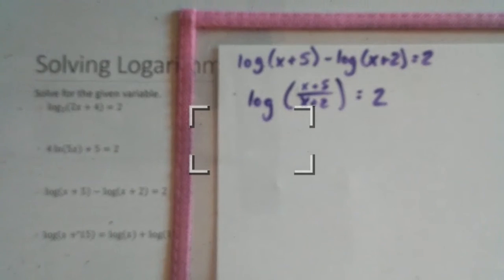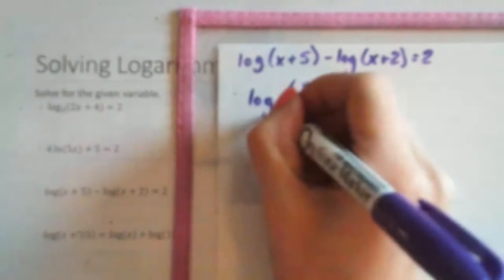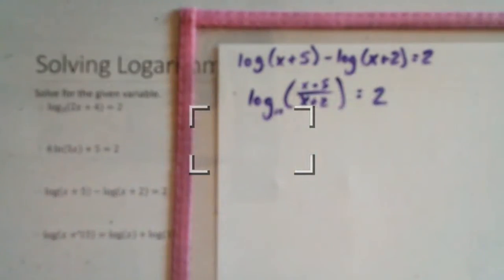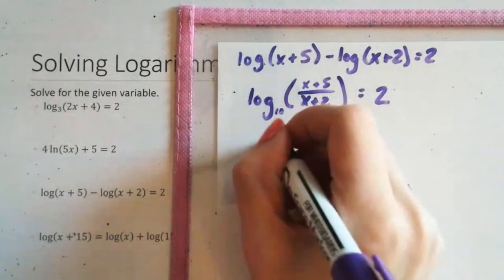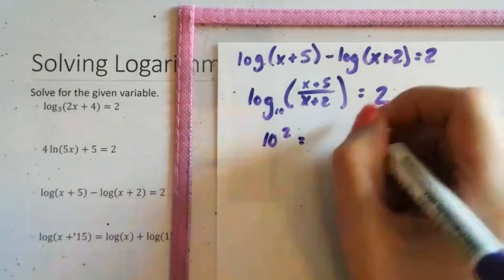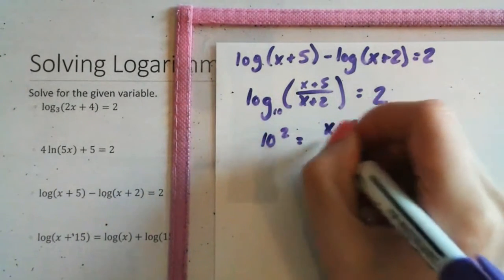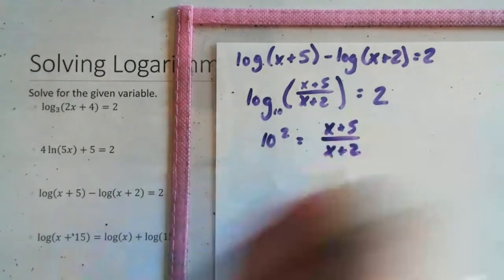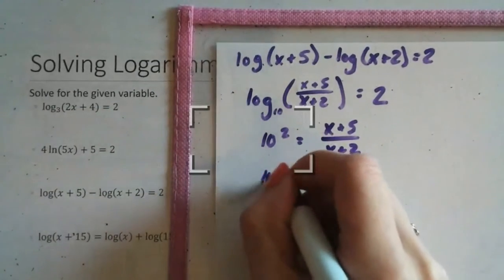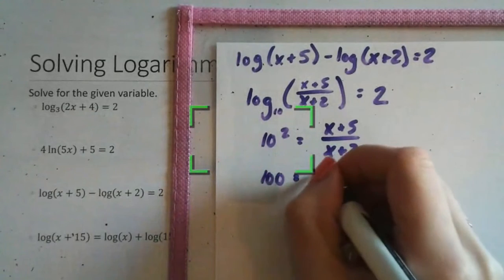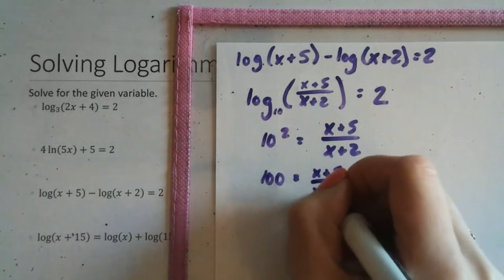Now I have the logarithm by itself, so I can switch this into exponential form. I don't see a base, but it's just log. That's a common log that has a base of 10. So if I put this into exponential form, I will have 10 squared is equal to x plus 5 over x plus 2. But we know that 10 squared is equal to 100. So we have 100 is equal to x plus 5 over x plus 2.